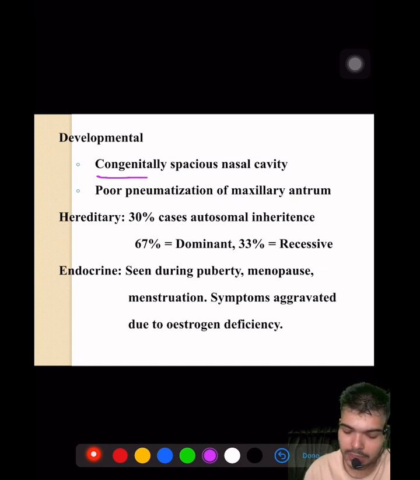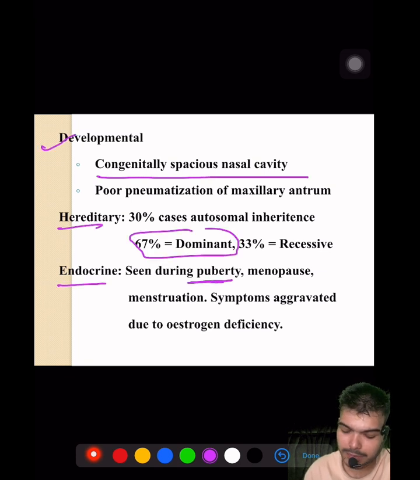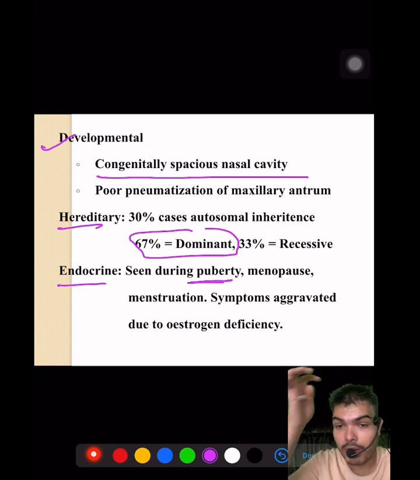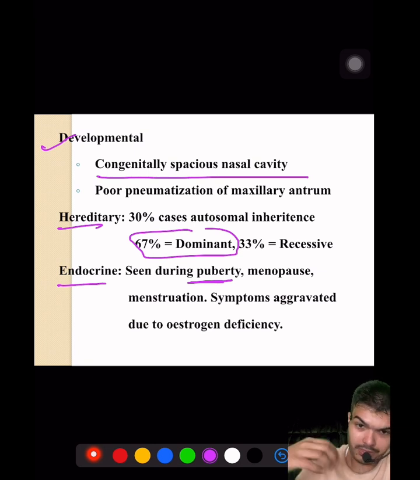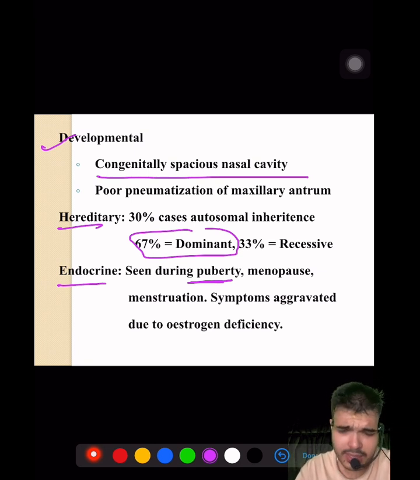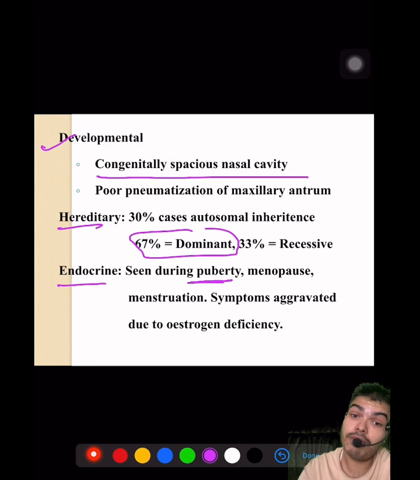Endocrine pattern, most commonly in puberty. Menstruating females, okay. Menopause, it's written menopause, but it's more common in the menstruating female. Symptoms are aggravated due to estrogen deficiency. Remember, estrogen is the key factor, its deficiency leads to this. And remember, whenever we talk about therapy of atrophic rhinitis, sometimes we also give estrogen. It helps in vasodilation and helps to keep the nasal mucosa patent.